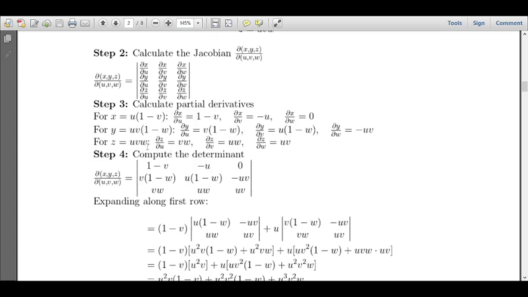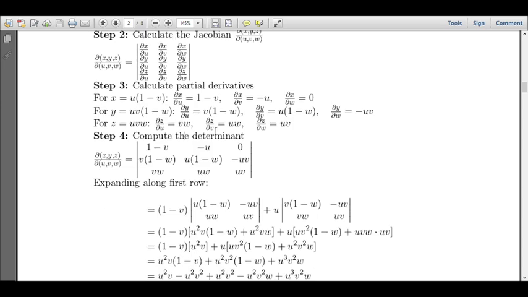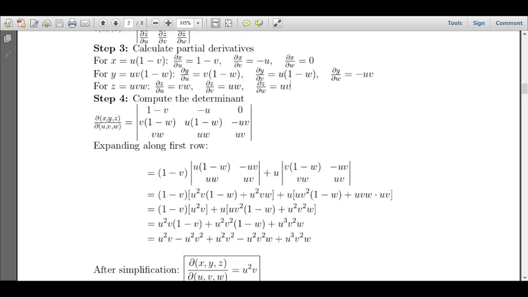Since z equals uvw, with respect to u, vw is constant, so we write vw as it is. We repeat this pattern for dou z by dou v and dou z by dou w. With respect to v, uw is constant, so we write uw as it is and differentiate v, which gives 1. With respect to w, uv is constant, so we write uv as it is and differentiate w.